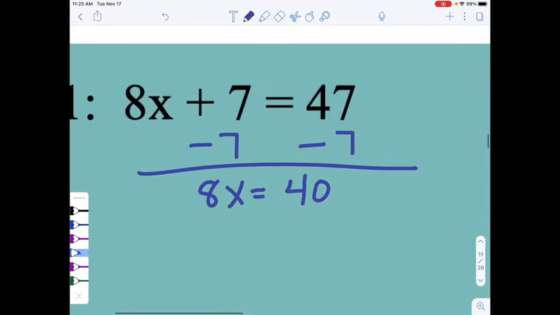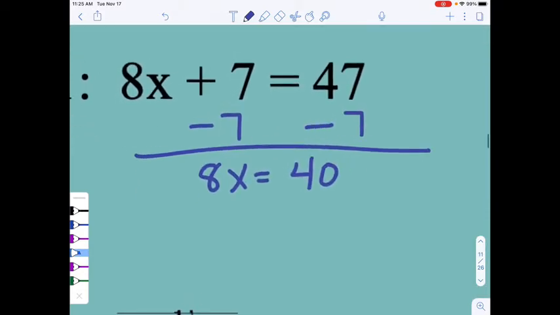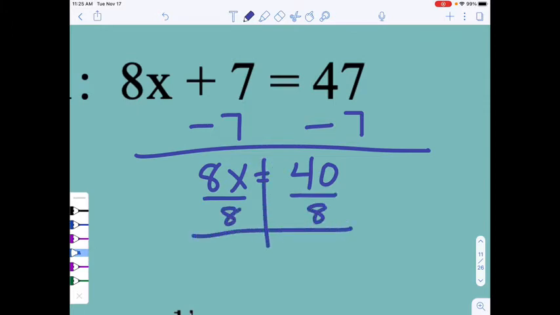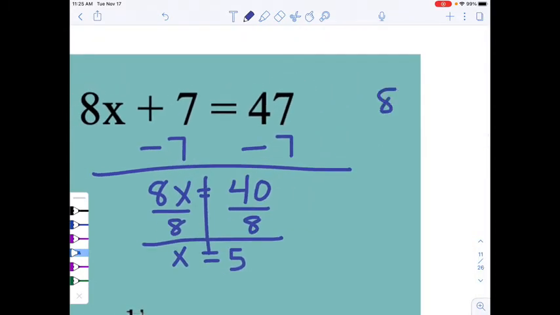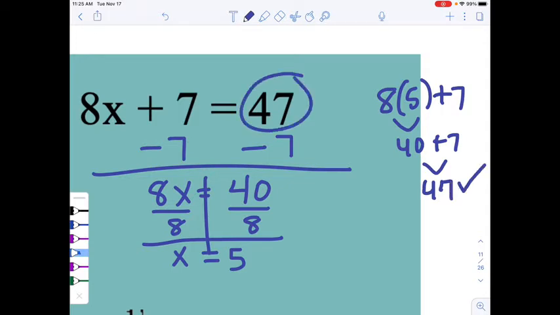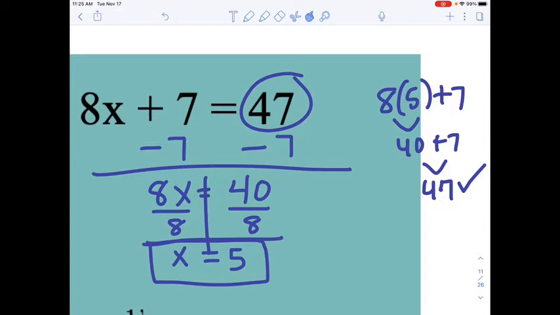Now, this next step is to get rid of the coefficient, which is the number before the variable. Right now we have 8 times x. The opposite of that is division. So I'm going to divide both sides by x. Not x, 8. We're left with x equals, and 40 divided by 8 is 5. We're going to then check our work, plugging in 5 for x. 8 times 5 is 40, and 40 plus 7 is 47, which is exactly what we were going for. So yep, it works. X equals 5.